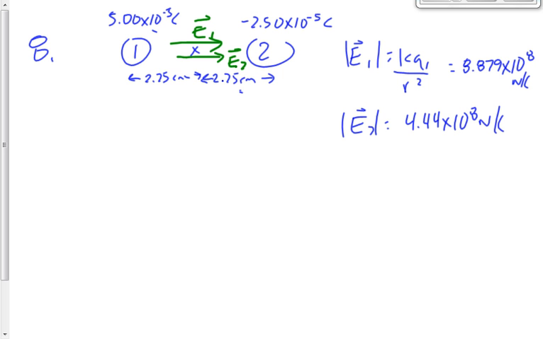Now, we're going to add these up, but the temptation, right, is to say, well, we got a positive charge and a negative charge. One of them is going to be a positive field, one of them is going to be a negative field. But that's not how we decide whether to be positive or negative. We decide based on the direction of the field. And they're both, in this case, to the right. So to add them up, we're going to use positive values.